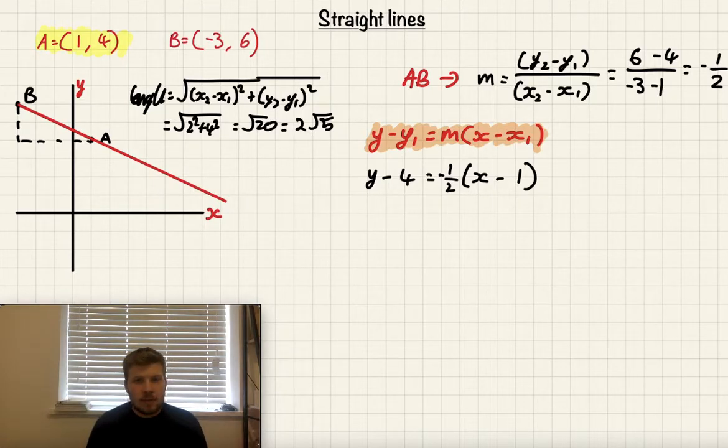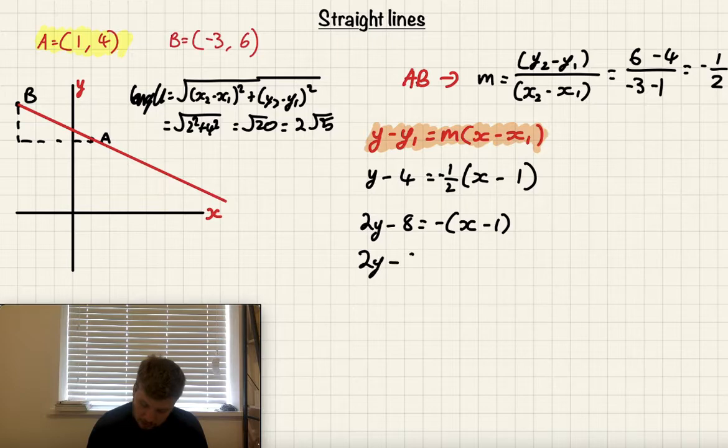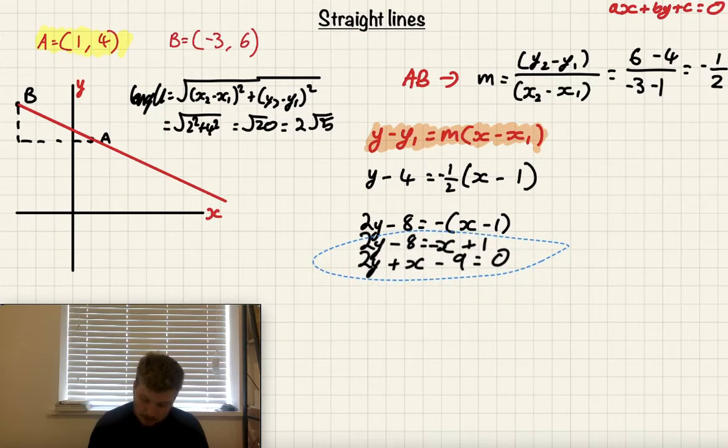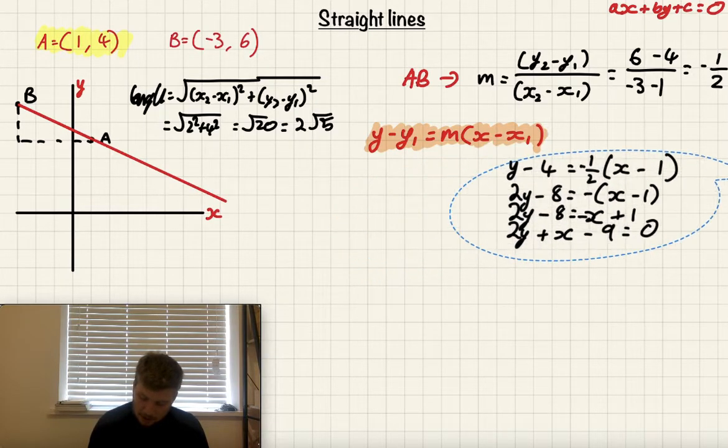Expanding this by multiplying everything by 2, it's going to give me 2y subtract 8 is equal to the negative of x take away 1. So 2y subtract 8 is equal to x plus 1. And sometimes they might want us to write it in the form of, I'll write it up here so we can see it, ax plus by plus c is equal to 0. So if that is the case, all we do is just rearrange it to be equal to 0. Sorry, so it's minus x, isn't it? That makes sense, bringing that in. So it's 2y plus x subtract 9 is equal to 0. Okay, let me just bring these together and bring this over here.